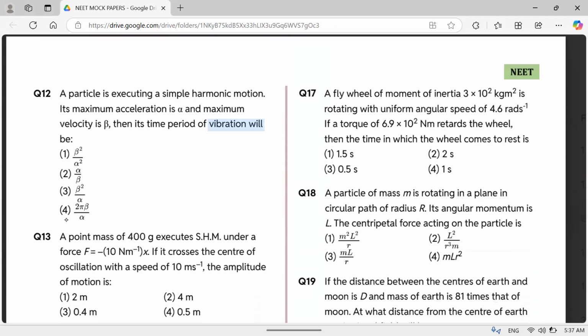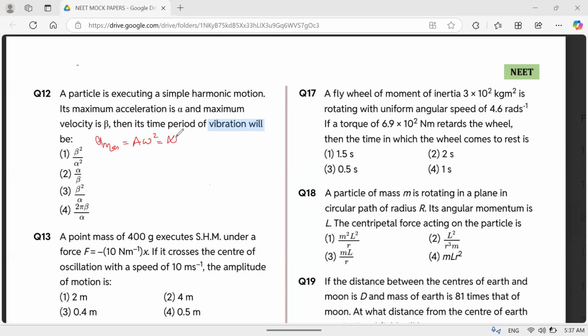12th one. A particle is executing simple harmonic motion. Its maximum acceleration is alpha and maximum velocity is beta. Then its time period will be equal to how much? Direct question. A max formula is how much? A max is equal to A omega squared. That is given as alpha.